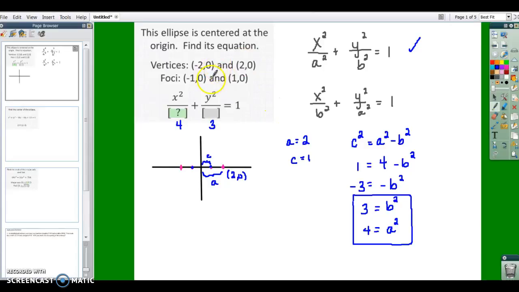Again, when you're doing a problem like this, just sketch it out. Figure out which way your ellipse is oriented, whether it's a horizontal ellipse or a vertical ellipse. And then use c squared equals a squared minus b squared to find whatever missing value you need.